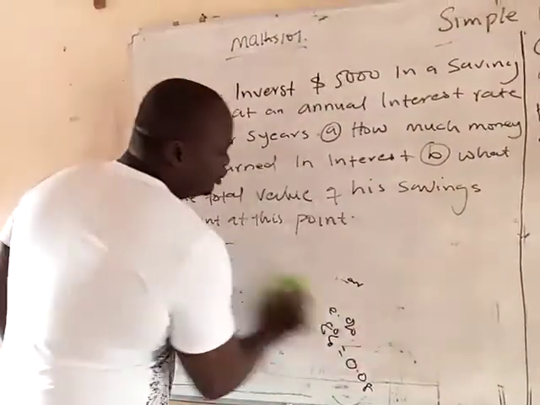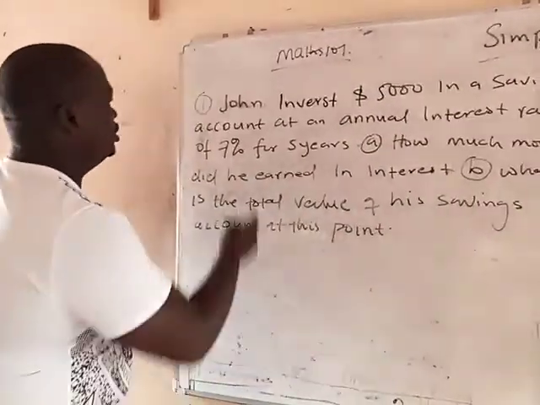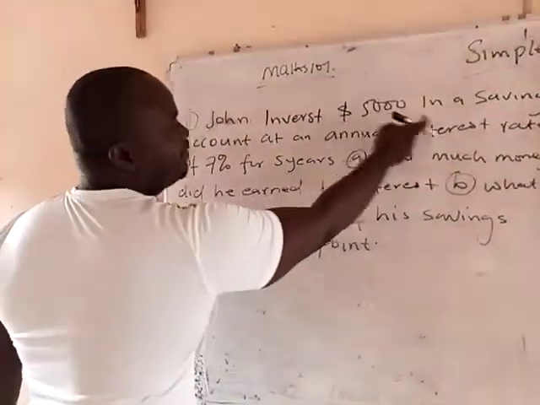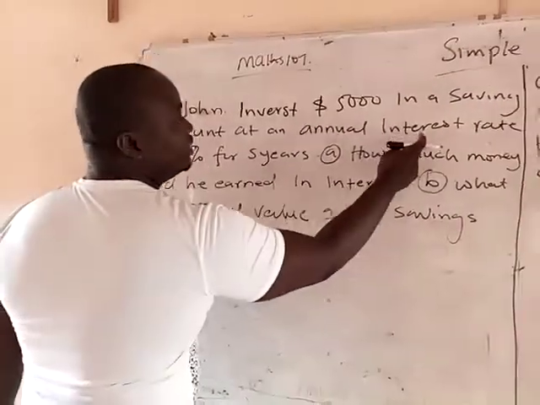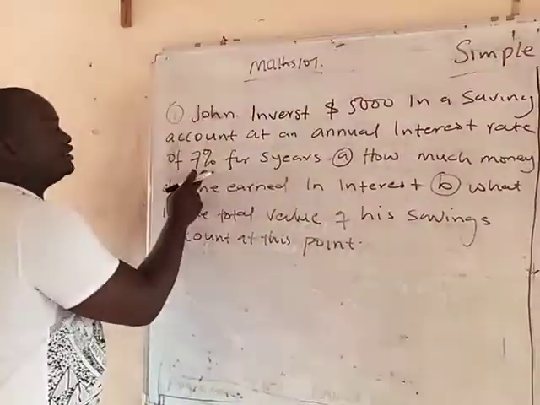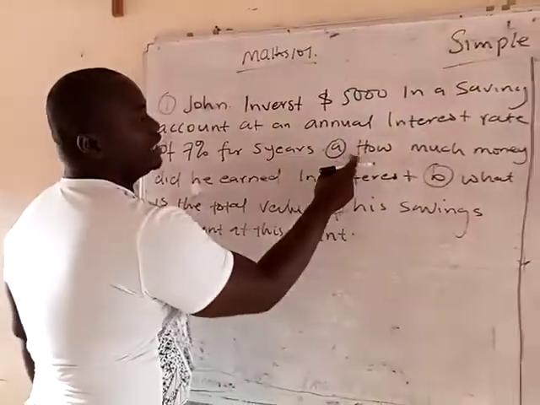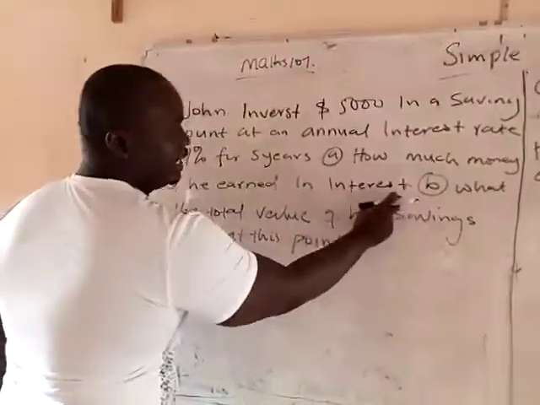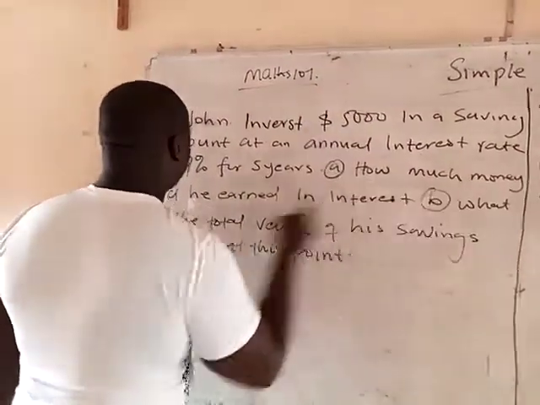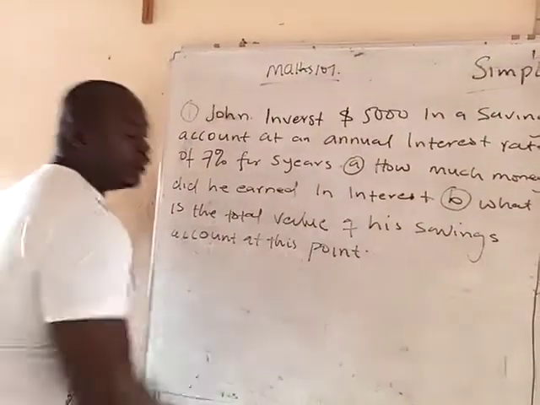Now, let's go to the proper stuff. You have an example at the board. John invests 5,000 in a savings account at an annual interest rate of 7% for 5 years. Now the question is, how much money did he earn in interest? And number B is, what is the total value of his savings account at this point?